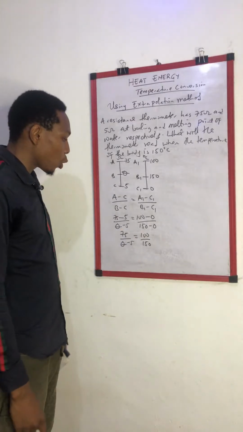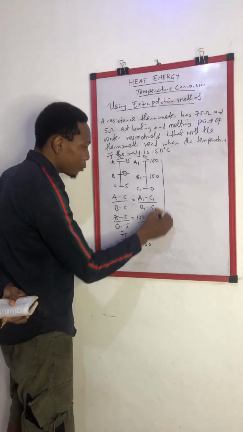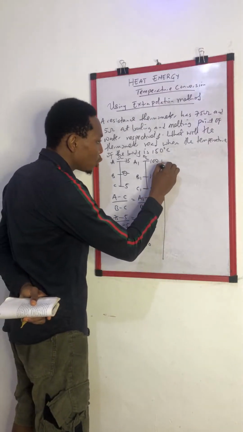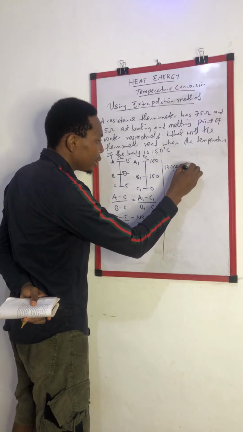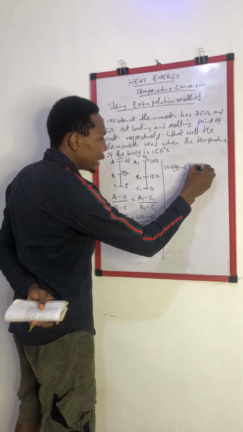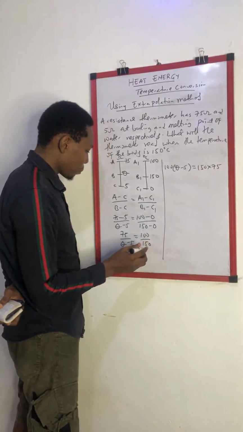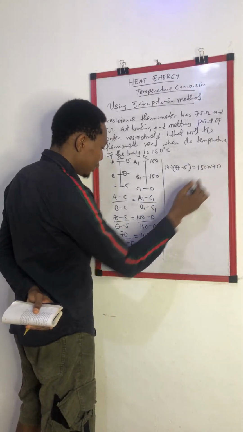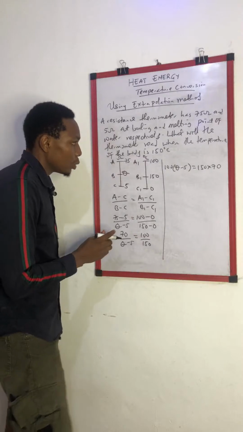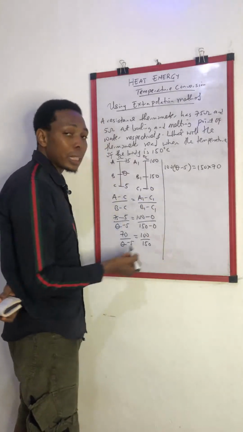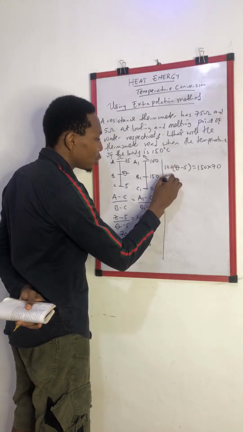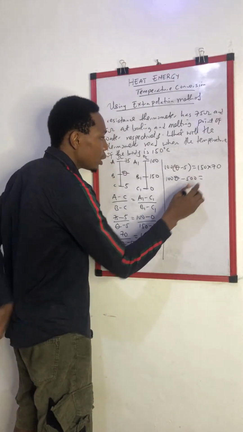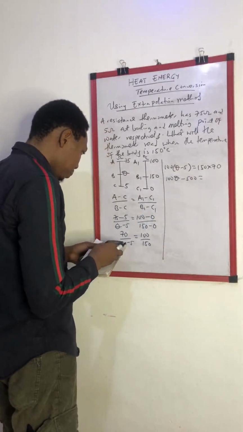Now we cross multiply. So we're going to have 100 times theta minus 5, that is 100 bracket theta minus 5, equals 150 times 70. Sorry, 150 times 70, not 75. So this time around, we use this 100 to open the bracket. 100 times theta gives 100 theta, 100 times minus 5 gives minus 500, equals 150 times 70.